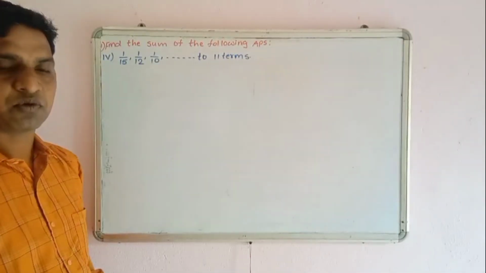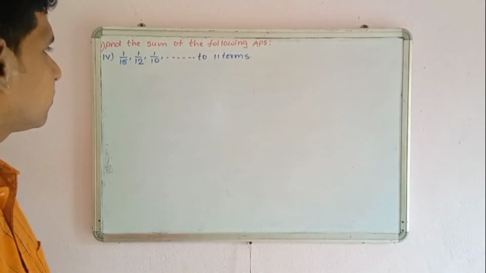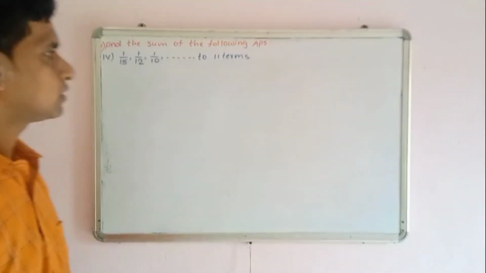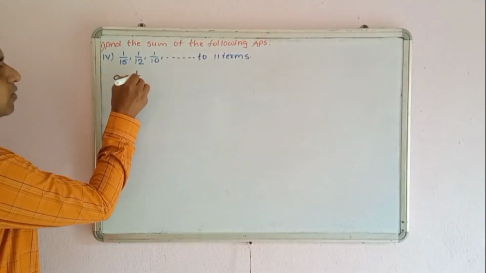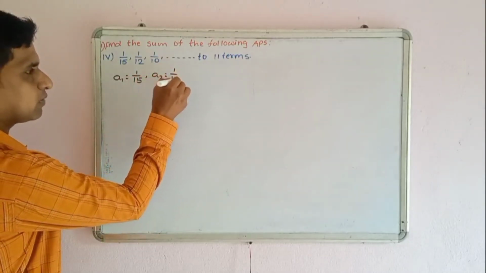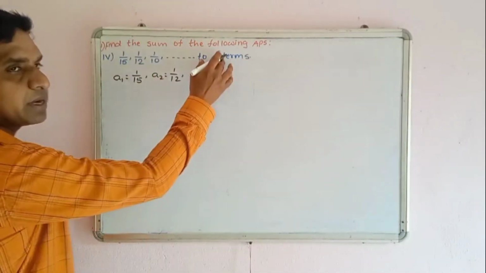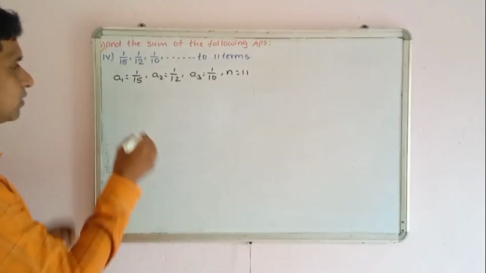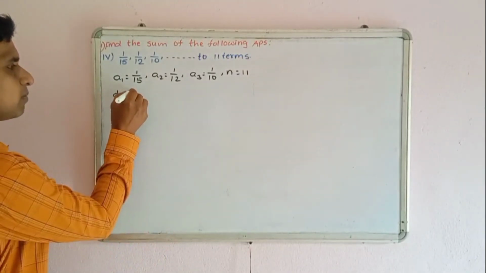See the problem number 4. Find the sum of 1 by 15, 1 by 12, 1 by 10 up to 11 terms. So here the first term is A1 equals 1 over 15, A2, the second term, is 1 by 12, A3 is 1 by 10. How many terms are there? 11 terms. So n equals 11. Now first find the value of d, that means the common difference.